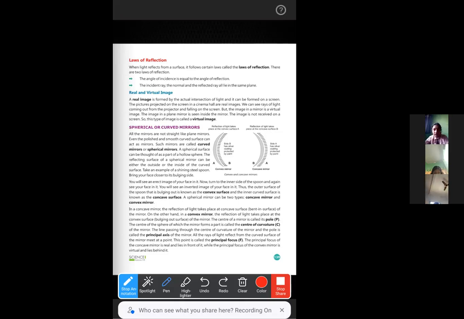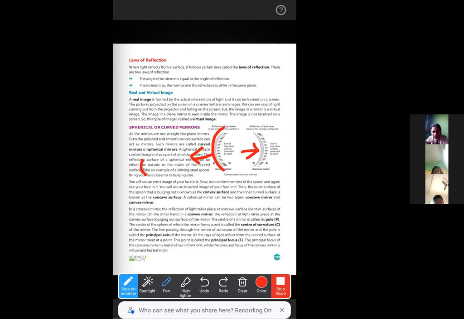Just look here. Take an example of a shining steel spoon. Bring your face closer to its bulging side. Bulging side means the side that is curved to the outward direction. So if you bring your face to the bulging side, what will you see? You will see an erect image of your face in it. Now turn to the inner side of the spoon. Inner side means this side of the spoon. If you turn that side towards your face, what will you see? You will see an inverted image of your face on the spoon.